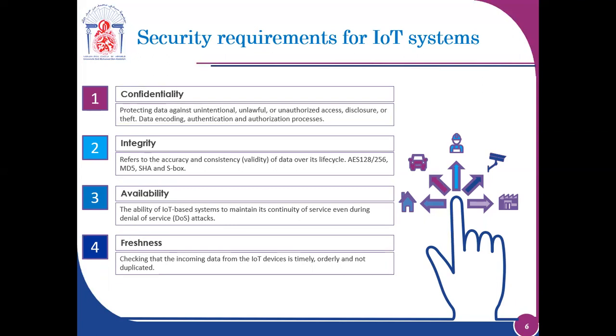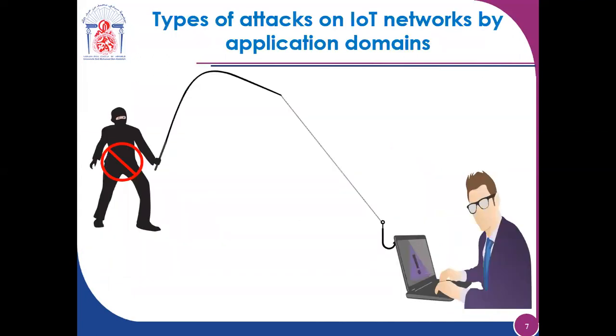Now let's turn to my third topic, which is types of attack on IoT networks by application domains. According to many researchers, the most common attacks in an IoT system are denial of service attacks. This type of attack focuses on flooding IoT systems with the wrong data in order to render the network unable to offer normal service, either by attacking the network's bandwidth or its connectivity.